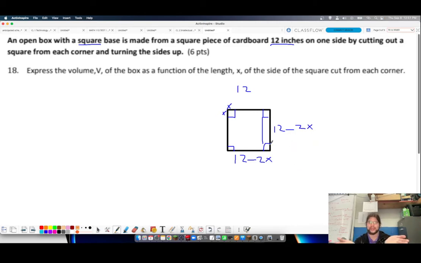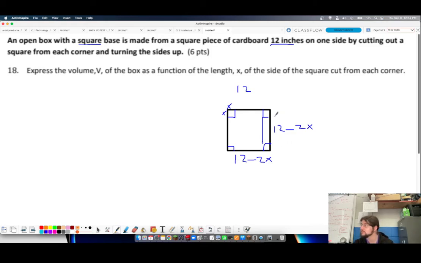The length right here is 12 minus 2x. We're making a box, so we're taking it and folding it up. How tall is it gonna be? No, we're not dividing by 2, which I have no idea where you got from. How tall will the box flaps be?